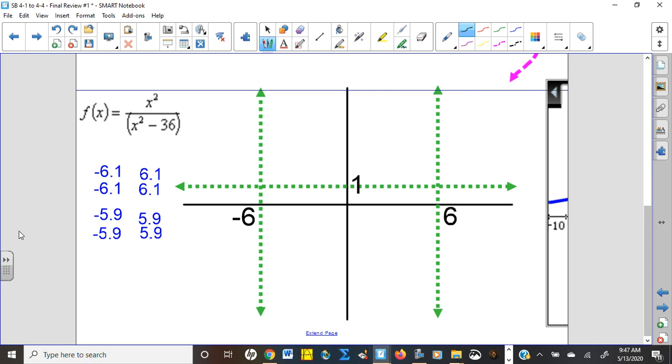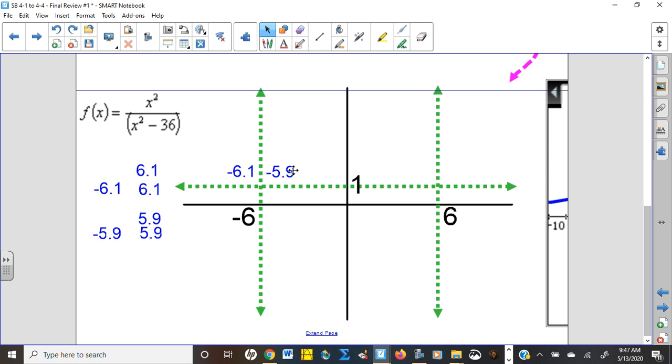And so that's why I have all these little numbers here. Because if you did not have a calculator, you would have to do some little tests. You'd have to say, a number that's just a little bit to the left of negative 6 would be like negative 6.1. A number that's just a little to the right would be like negative 5.9. And so you could plug these into the function, and you're not looking for a value as much as you're just looking to know whether it's positive or negative.